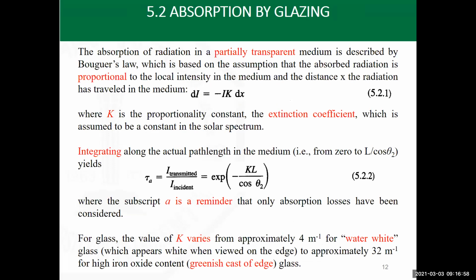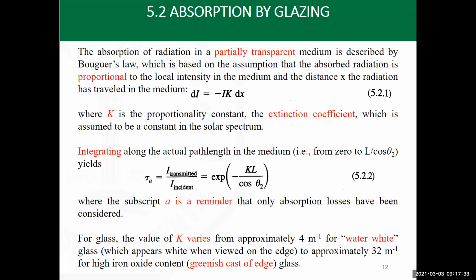Glazing does not only refract or reflect the energy, but it also absorbs part of the energy. To calculate how much is absorbed, we are going to use this relation. The absorption of radiation in a partially transparent medium is described by Bouguer's law, which is based on the assumption that the absorbed radiation is proportional to the local intensity in the medium and the distance between the two surfaces, which is the thickness of the glass that we are using.